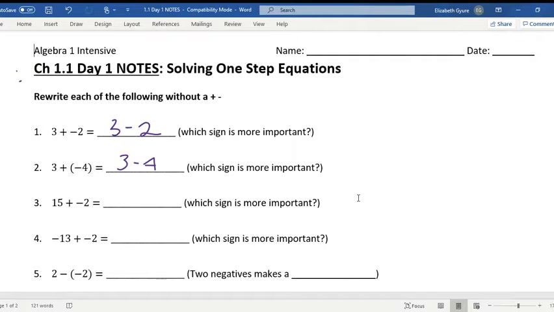Okay, perfect. Thank you. Okay, so now we have 15 plus a negative 2. So someone tell me, now that we've done 2 of these, how can I rewrite this? Anybody? Jake? Yeah, 15 minus 2. I know a lot of you are probably like, wait, is there a trick here?